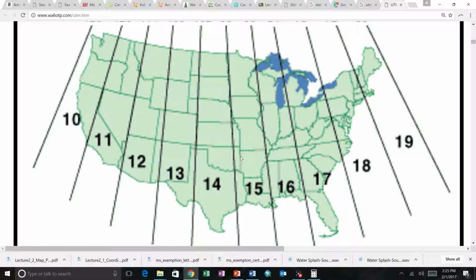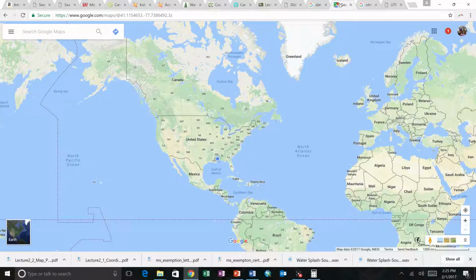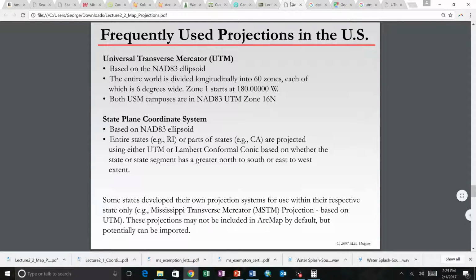transverse Mercator coordinate system, and that's what's called MSTM. When we start the lab, I'll bring that up and show you that it exists as a standard projection. Even ESRI said, okay, we'll put your special coordinate system in our software. So it gets used a lot for statewide work. Okay, so that's the Universal Transverse Mercator system.